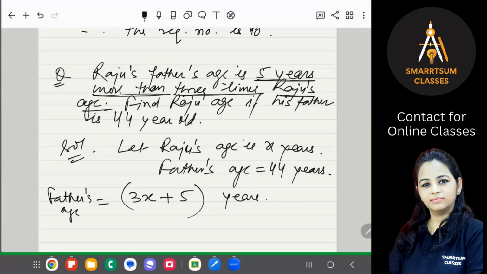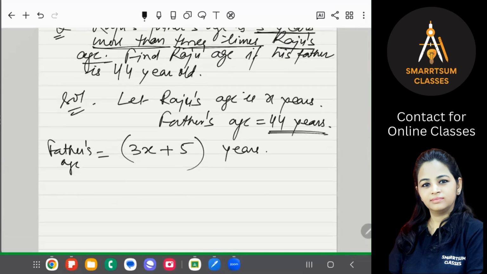Right? Because there is a relation given between father's age and Raju's age. In this type of question there will always be a relation given, okay? You have to convert that relation into an expression. So father's age in years is also given, and the relation between father's age and Raju's age is also given. Now we can equate them, that 3x plus 5 is equal to 44. And this is how we get the equation.